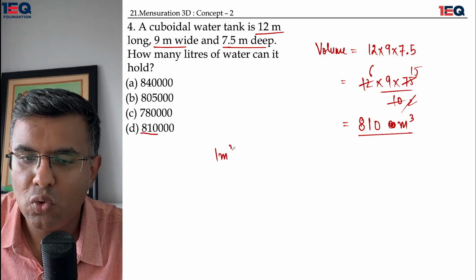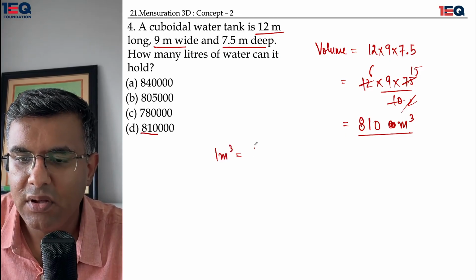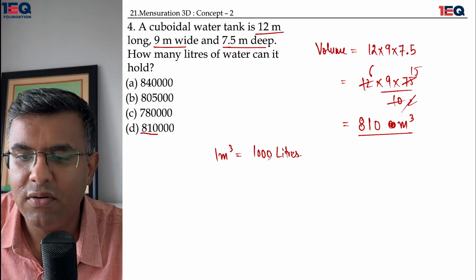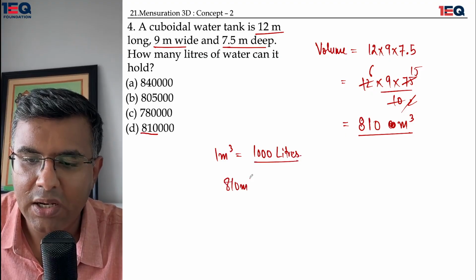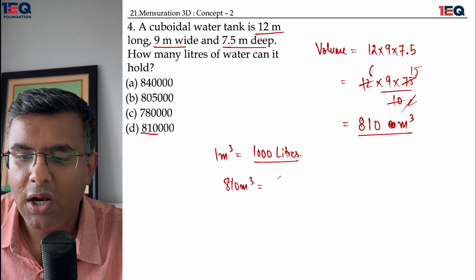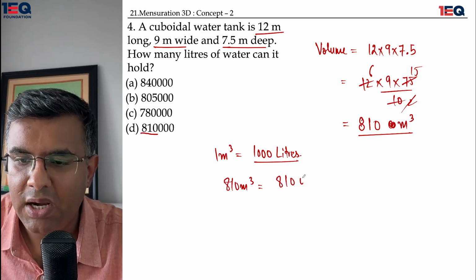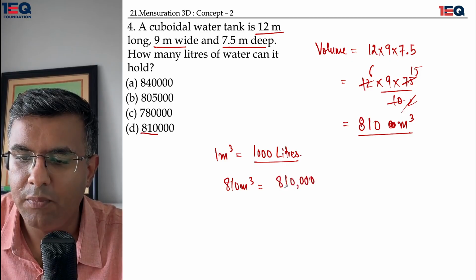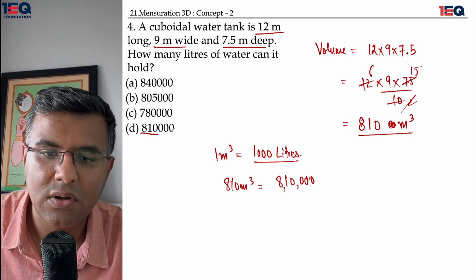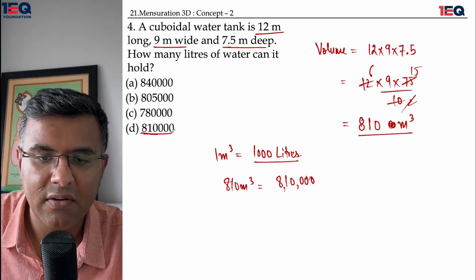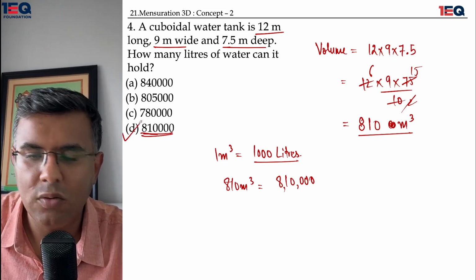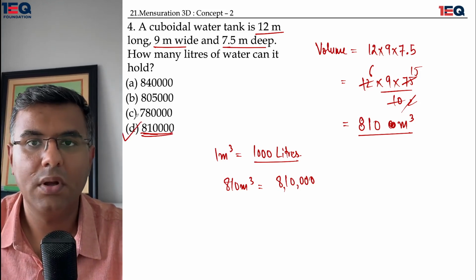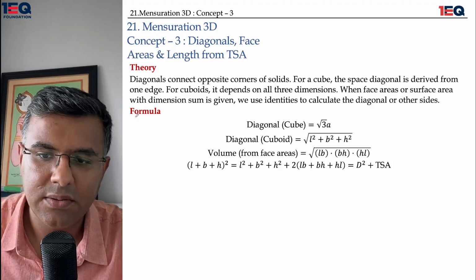1 meter cube can contain 1000 liters of water. Then how much would 810 meter cube volume contain? It would contain 810 and another 3 zeros would come. So my answer is 810,000 liters of water this cuboidal water tank can hold. Right? Let's move to the next question.